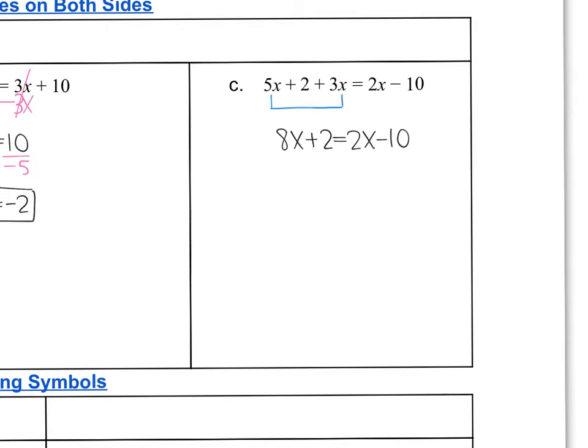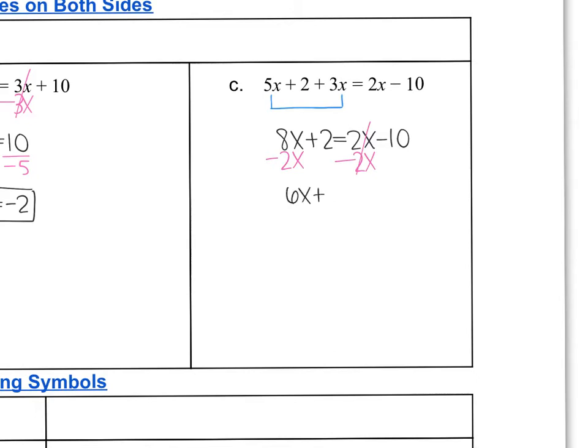Up until now, I've been moving the one that has something attached to it. But now they both have something attached. The 8x has a plus 2. The 2x has a minus 10. So I have to decide which one to move, the 2x or the 8x. Technically, there's no wrong answer. You can move either one and you're fine. I usually move the smaller one because then I won't have a negative. And if I can avoid negatives, that's always exciting. So I'm going to move the 2x. It's a positive 2x, so to move it, I'm going to subtract 2x from both sides.